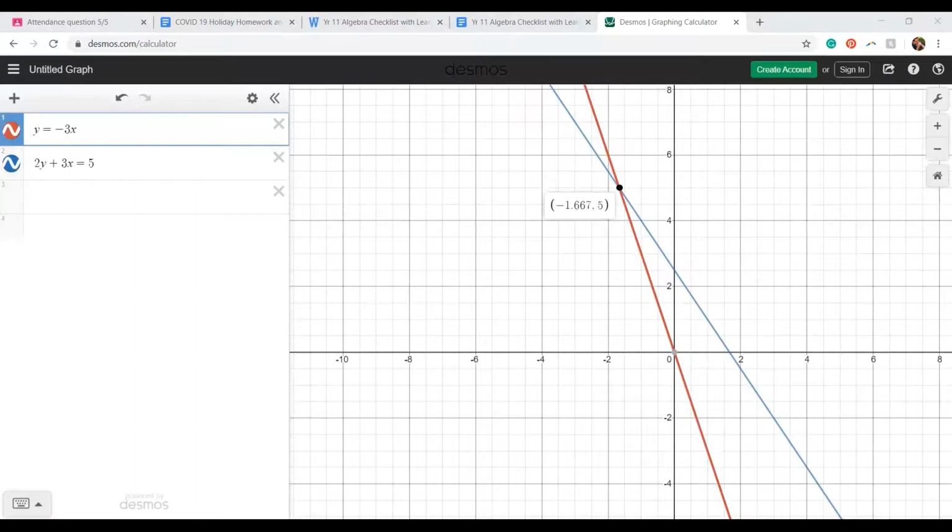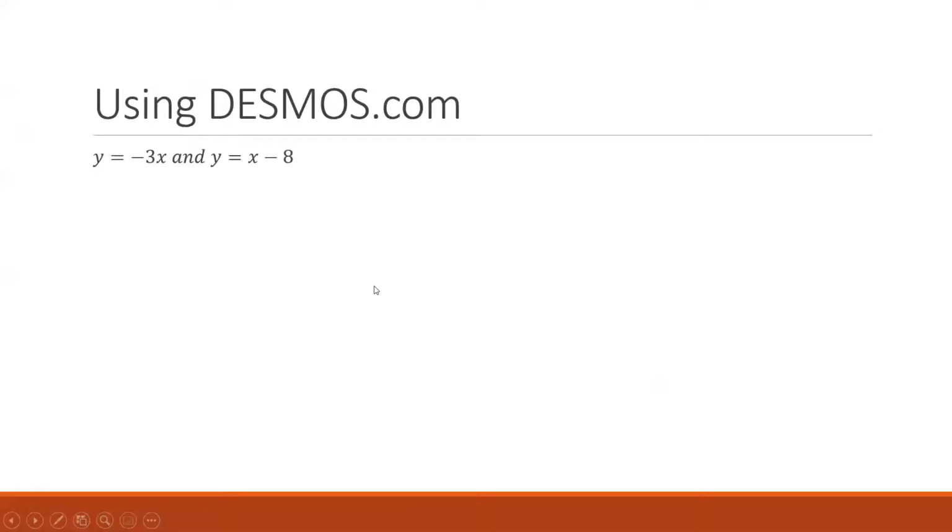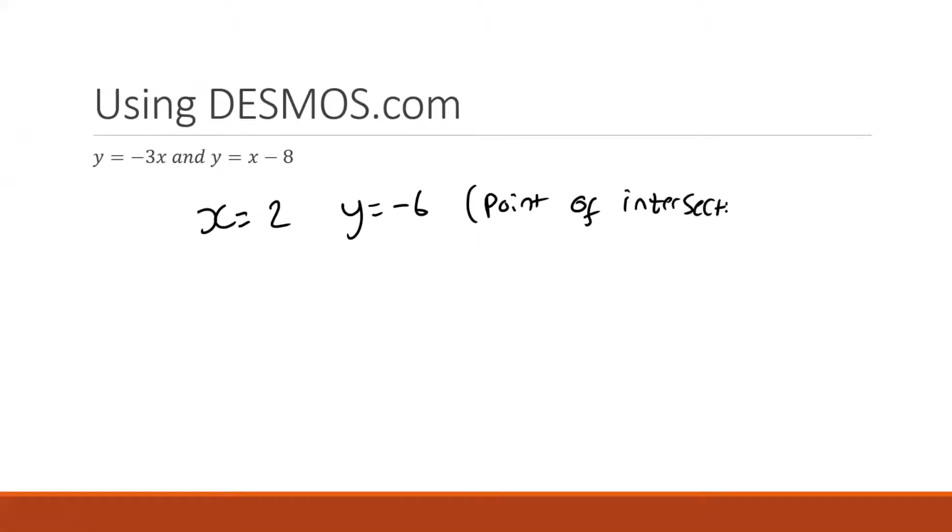And I'm going to go back now to here. And, yeah, after we plotted those two, we found that the answer was x equals, y equals negative 6. And we got that because that was the point of intersection. So this is all you need to do to solve 3i.